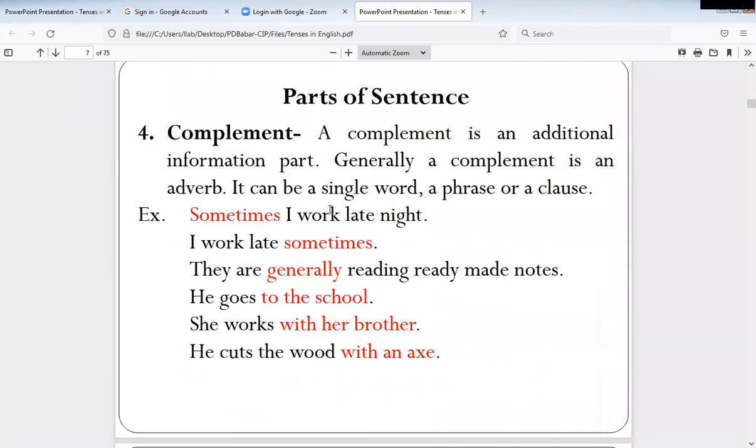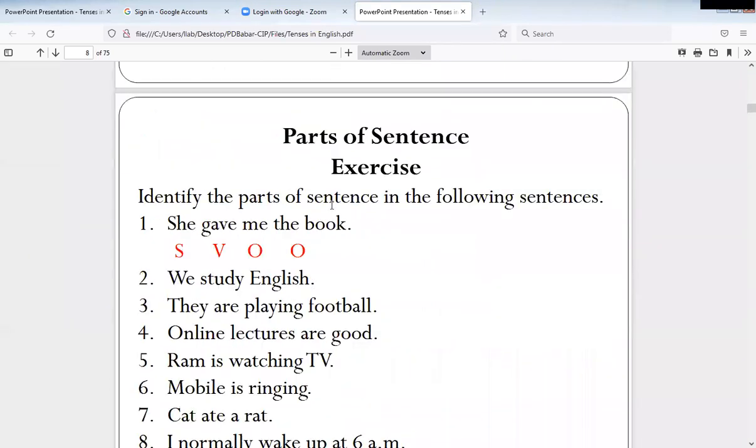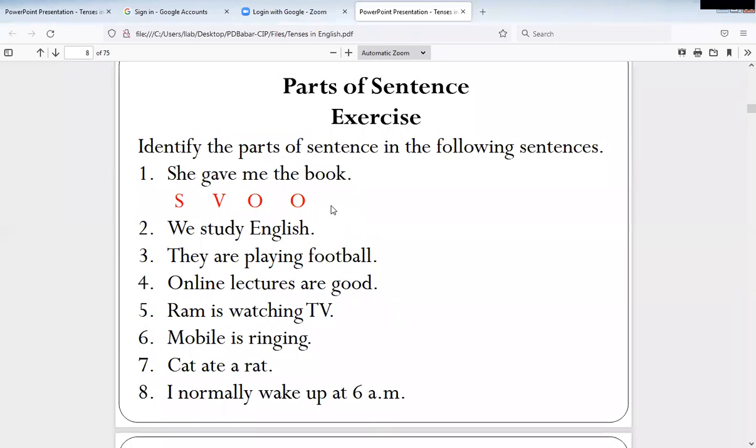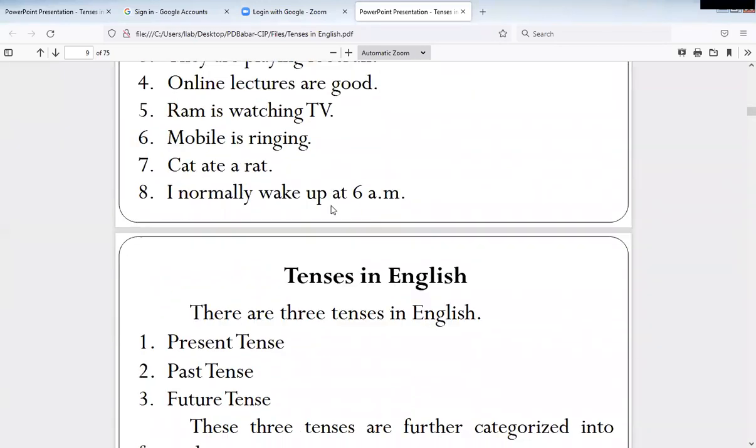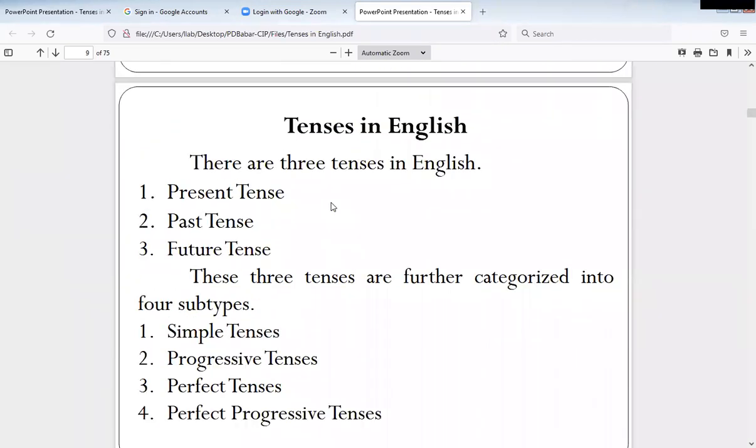So no need to repeat it once again. We also saw the exercise regarding the parts of sentences. And in the last lecture, we were discussing the tenses in English. There are three tenses, that is present tense, past tense, and future tense. Out of that, we discussed the first tense, that is simple present tense.